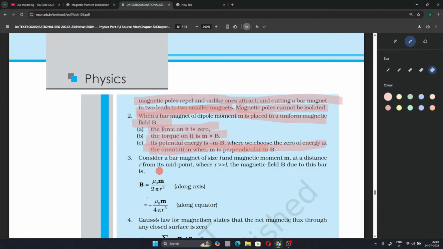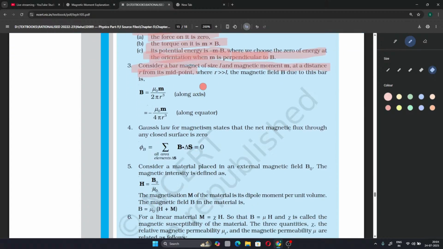Consider a magnet of size L and magnetic moment M. At a distance r from its midpoint, where r is greater than L, the magnetic field due to the bar along the axis is mu naught m by 2 pi r cube. Along the equator, it is mu naught m by 4 pi r cube. Gauss law for magnetism states that net magnetic flux through any closed surface is zero.